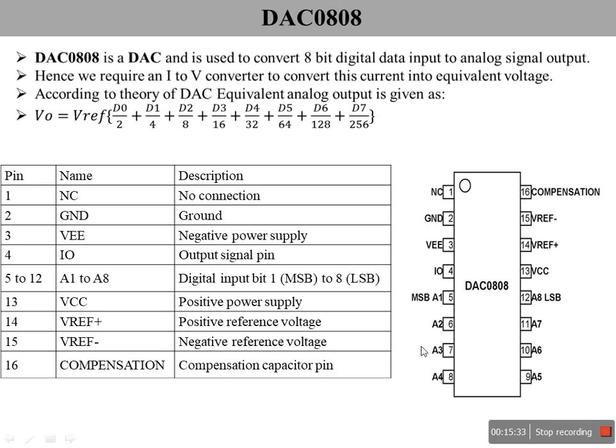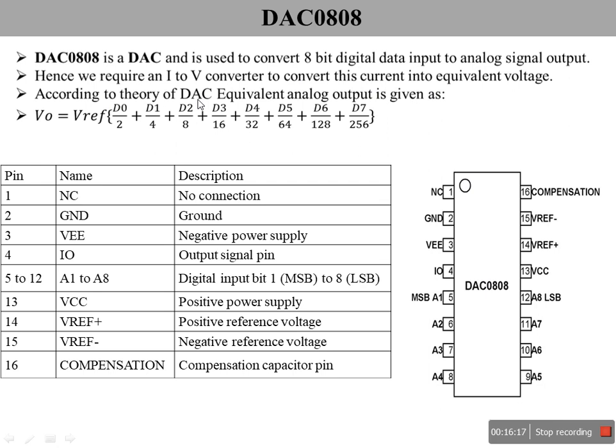Digital data from the microcontroller or a microprocessor can be given to this IC, and this IC reads the data from the interfaced microcontroller or microprocessor and converts it into equivalent analog data. When it is converting, the signal is available in the form of current, since everything is dealt with as currents at a particular pin. So here we need a current to voltage converter to convert this current into equivalent voltage. So a current to voltage converter is also required in addition to this IC, which converts digital data to analog data.